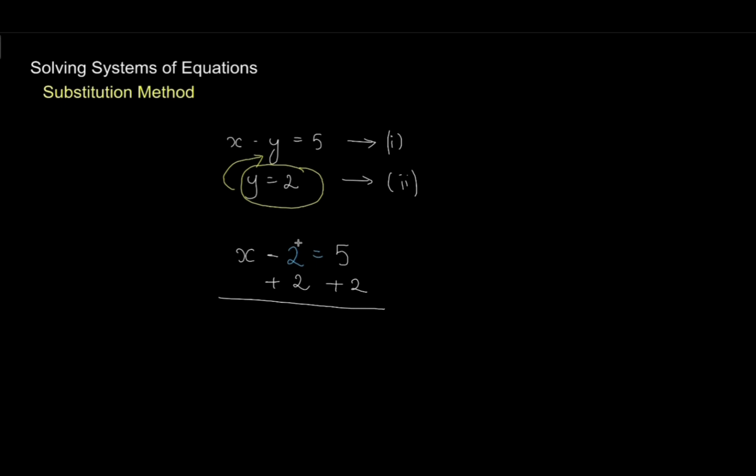On the left side, plus 2 and minus 2 cancel out. We are left with x, and on the right side, 5 plus 2 is 7. So we have x equals 7 and y equals 2. Let's do a quick check on equation number 1. x minus y equals 7 minus 2 equals 5, which matches our first equation. So this is the correct answer.